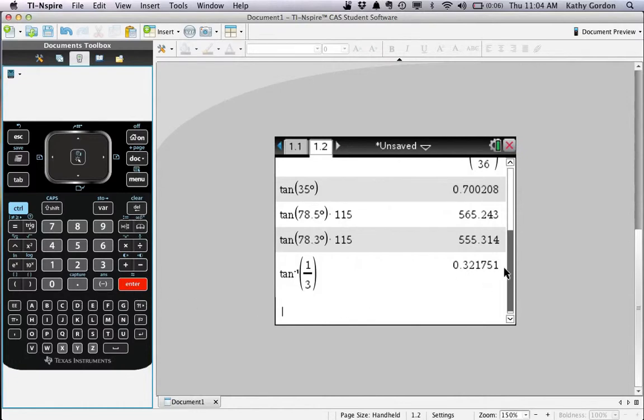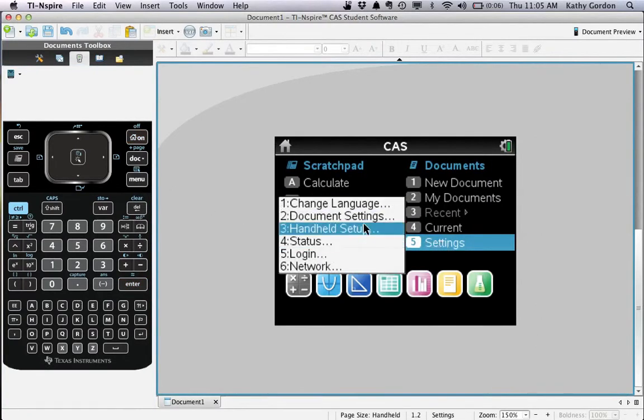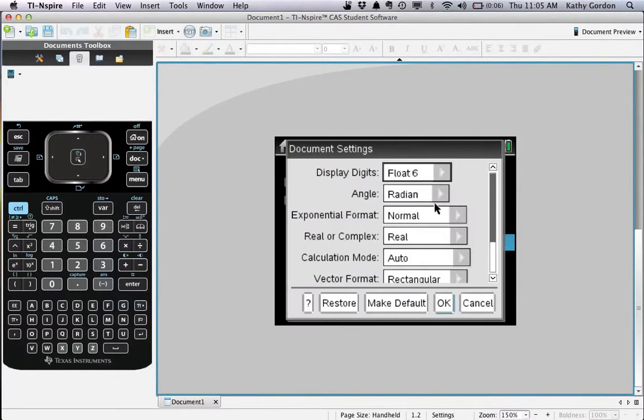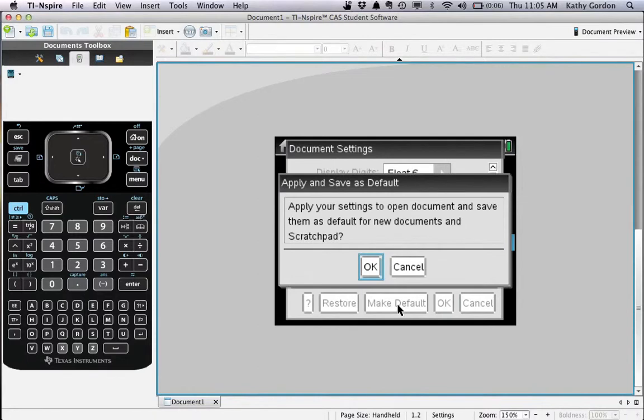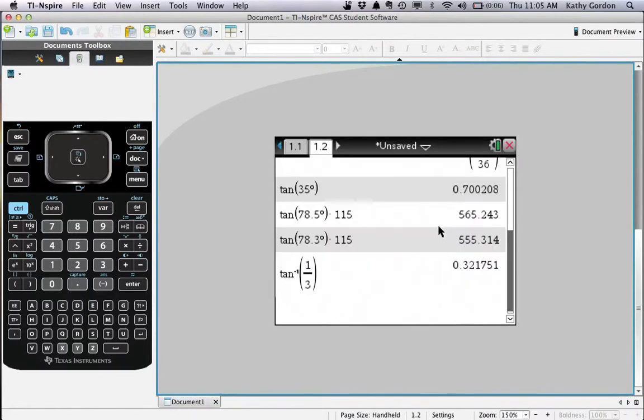Now, this answer looks a little weird. Why is that? Well, it's because we're still in radian mode. And for this problem, we probably really want a degree kind of answer. So I should go back to my settings. I'm going to change this back to degree mode. Make that the default. And then go back to my current and try this one more time.